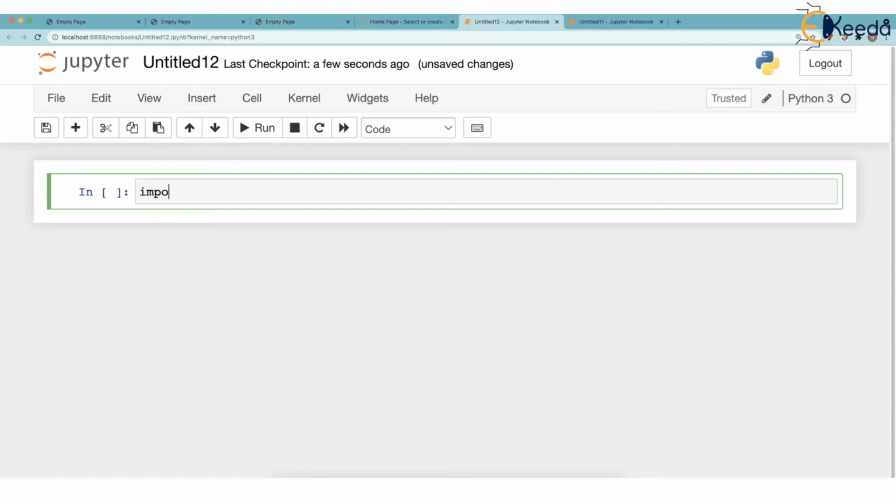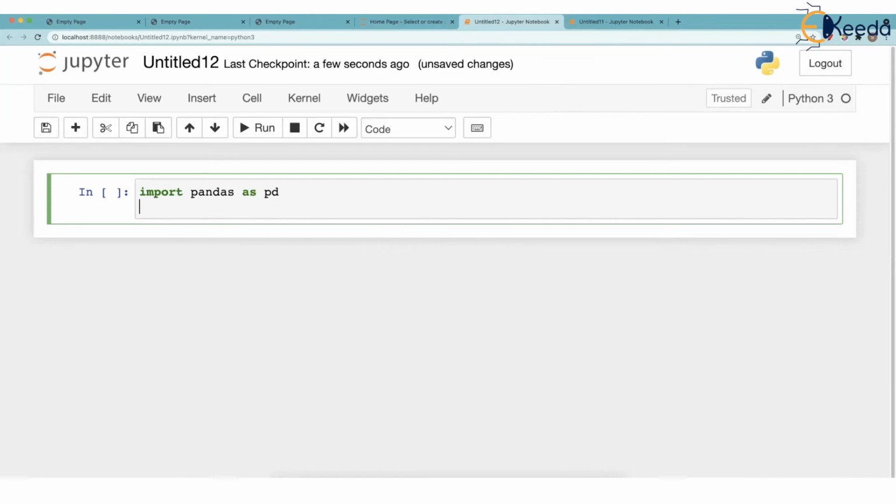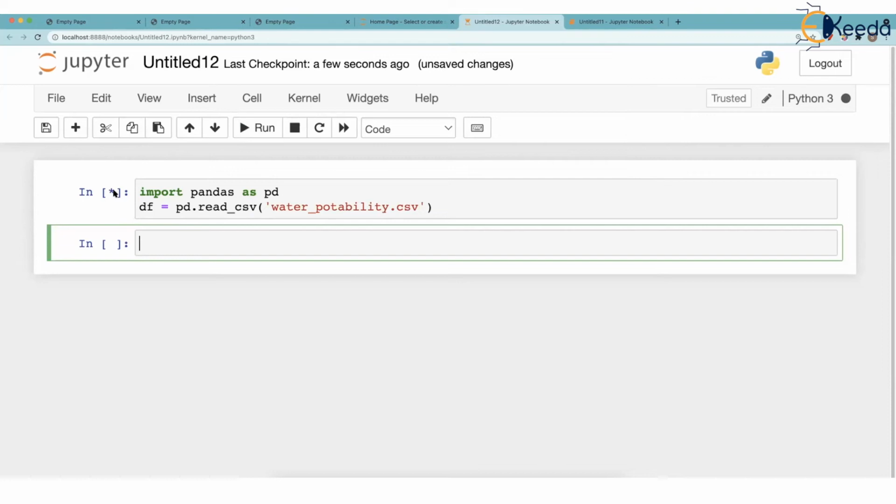First of all, we want to deal with a CSV file. So we will import pandas as pd, just a short name given, and then we will create a data frame. df is equal to pd.read_csv, and we will give the name of the file, water_potability.csv. Okay, and let's run this, whether it is executing. It is still executing. Oh, it is open. The file is open. Let's try to print df.